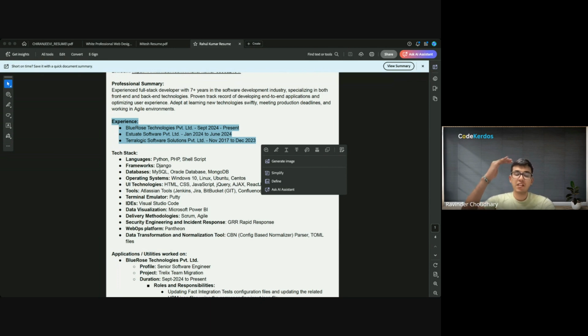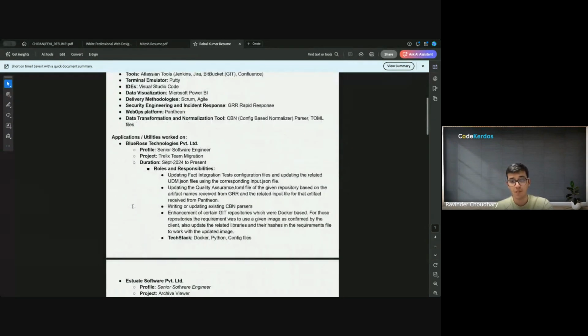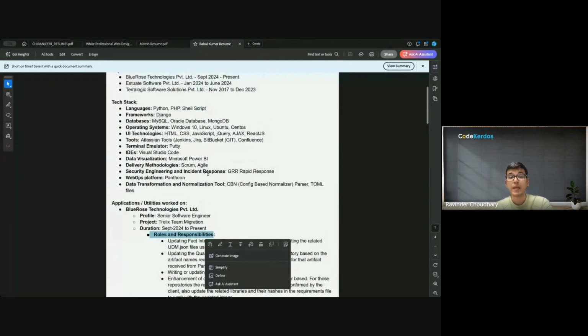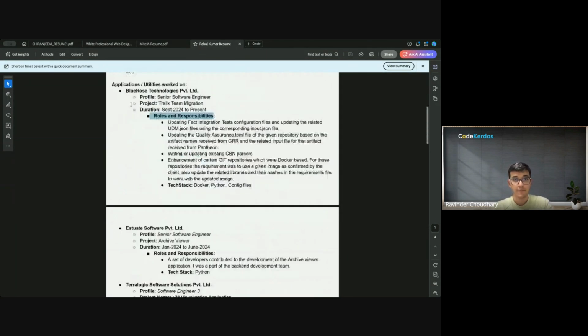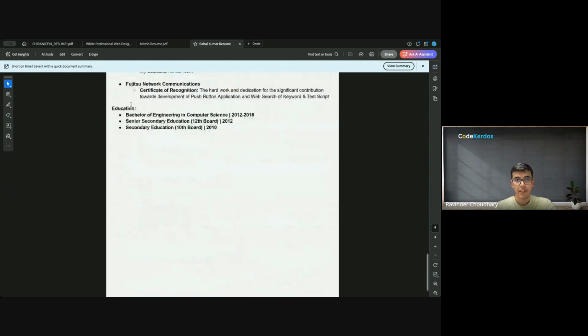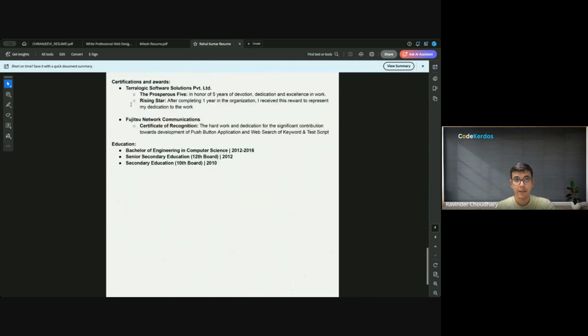Below every company, you can add the impact that you have made. Instead of just listing the roles and responsibilities which are listed here, you can list down what major work you contributed to, what major feature release you worked on, right? So I think that is all.